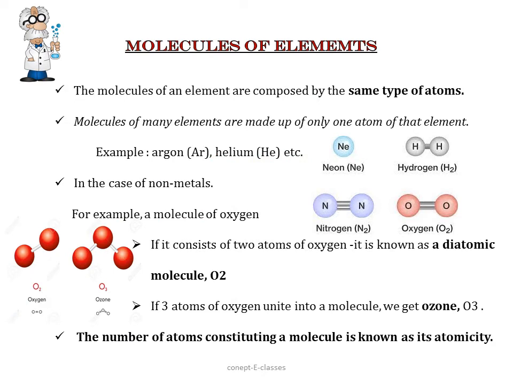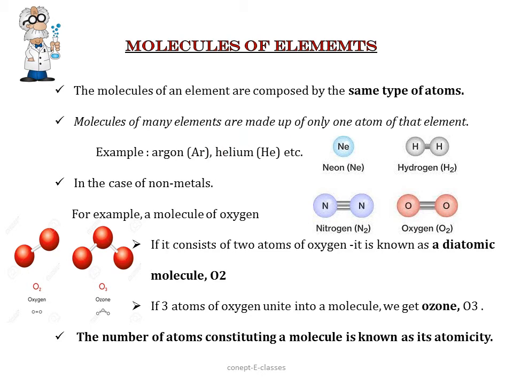Now let's see the molecules of an element. The molecules of an element are composed of the same types of atoms. For example, hydrogen, H2, same types of atoms. Nitrogen N2, oxygen O2. So molecules of an element are composed of the same type of atoms.